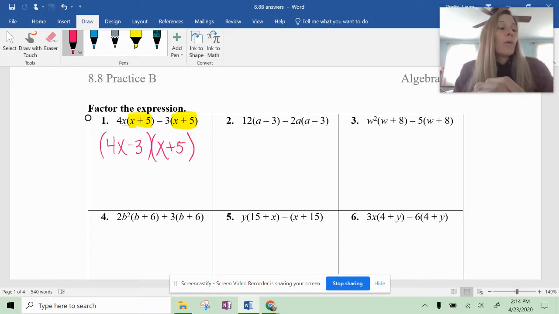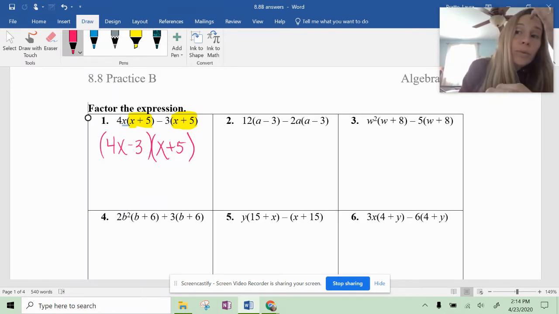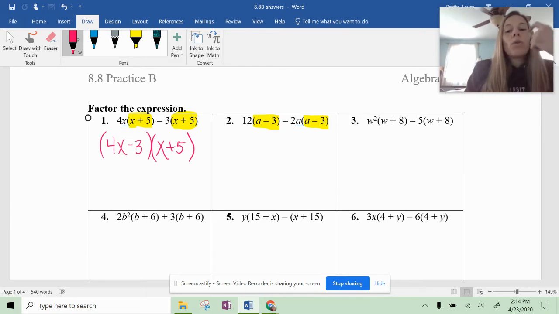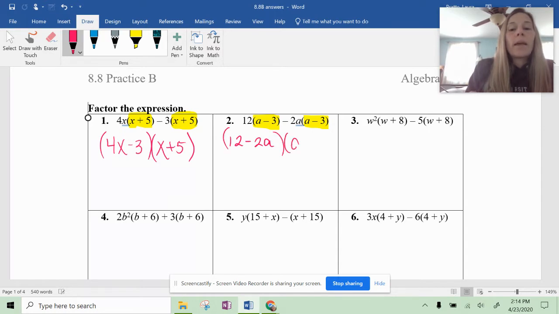And as long as there's no exponents, like no x squares or cubes or anything left anywhere, you know that you're 100% finished. Now, if we take a look at number 2, both of these are a minus 3. So we're just going to write down 12 minus 2a. And then a minus 3.